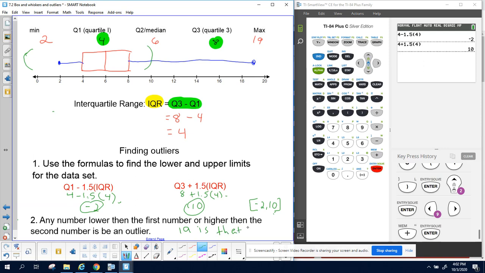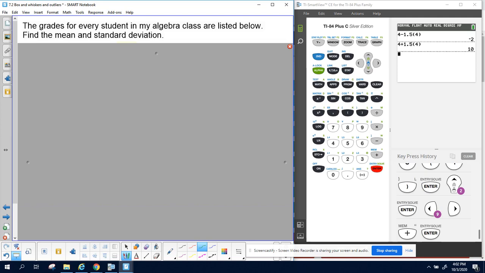Please don't assume that you always are going to take out the outliers. It depends on each given situation, if you decide that it's appropriate to take out that number. All right, this data set is much larger, but it's also a realistic set of numbers. I decided to find the grades for every single student in my algebra class and list them below.